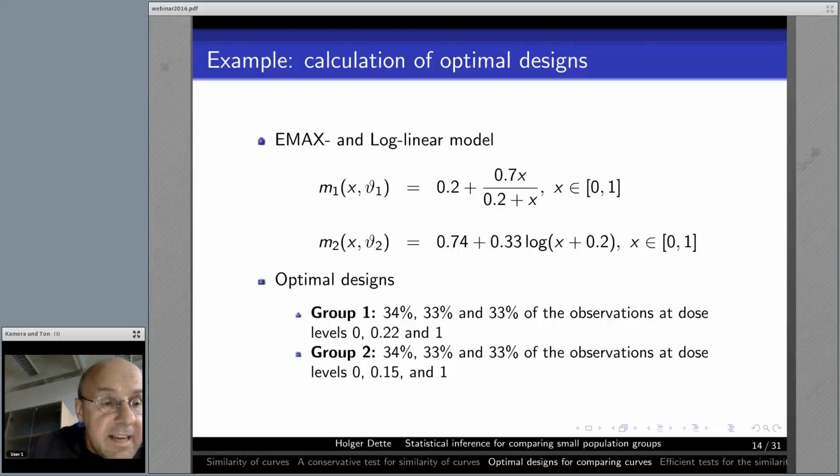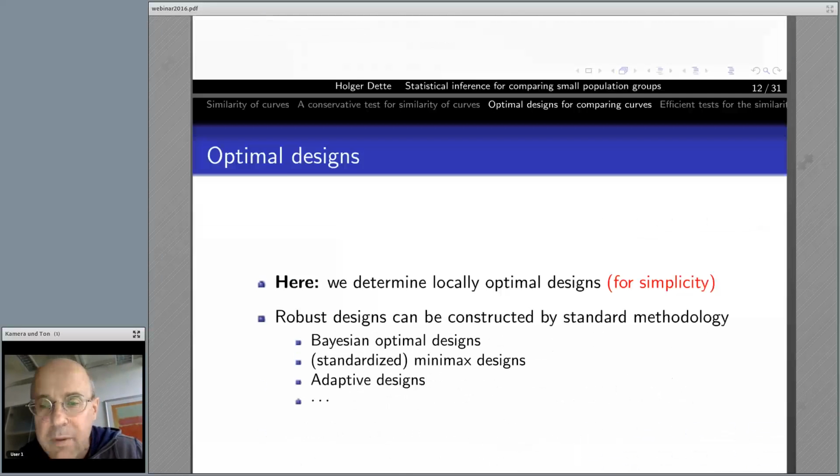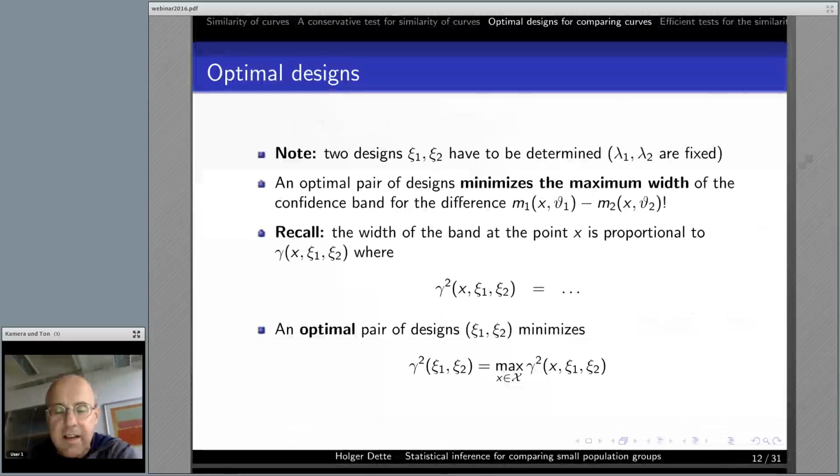No, the designs are not optimal with respect to D or V optimality. The point is, I go back now to transparency 12. So the design, so if you look at the last line, there we have this strange standard deviation for the estimate for the difference of the two curves, which I denoted by gamma, and I didn't give you a formula. The formula is very long, so I don't give you the formula.